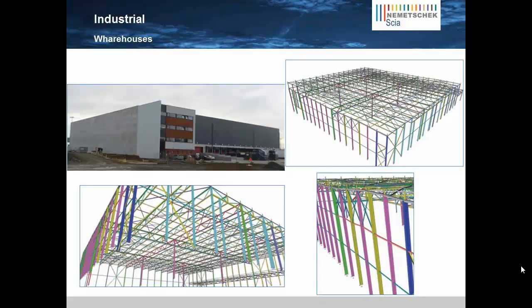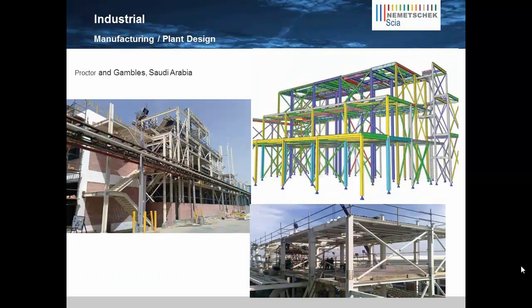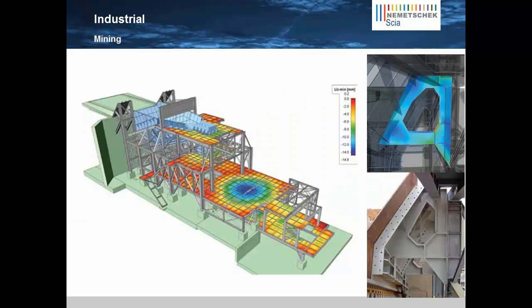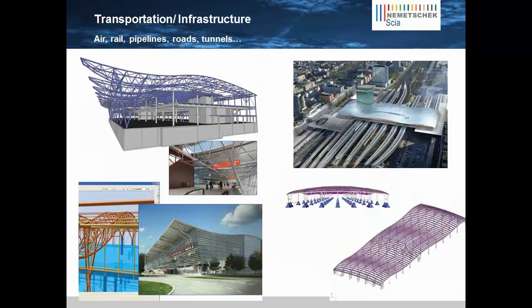Then, on the other side of the design spectrum, Scia is used for more industrial projects like warehouses or manufacturing facilities, like this new Procter & Gamble plant being built in Saudi Arabia, or this limestone crushing line.